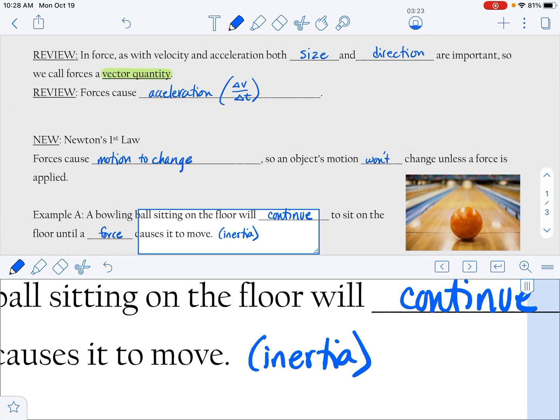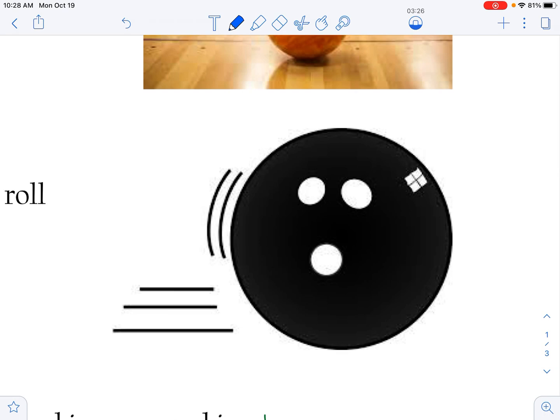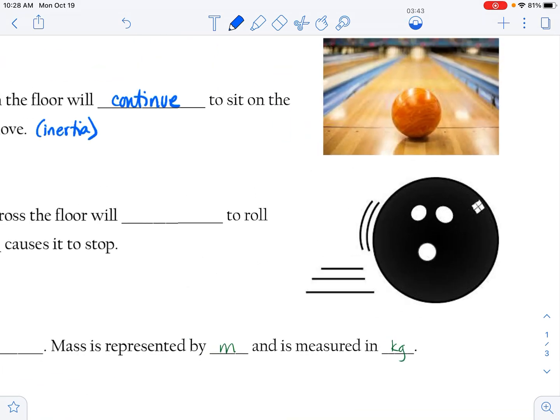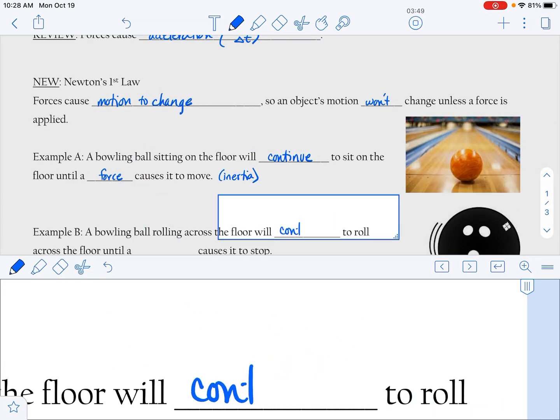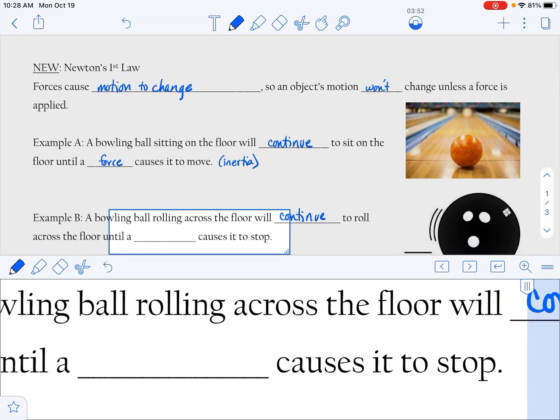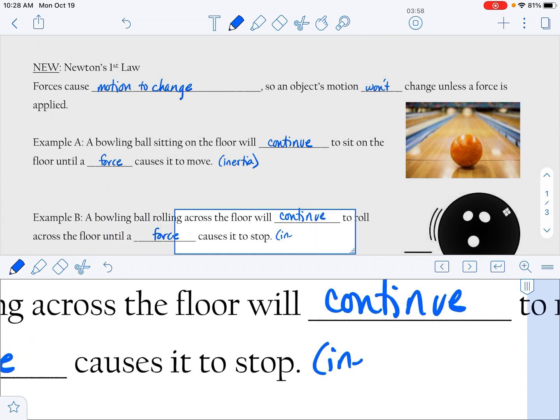Second type of inertia, and here is our second example. Now this bowling ball is supposed to be moving. So this bowling ball is going to roll. It's going to continue to roll until it runs into something, right? A pin or a wall or your foot or something, okay? And so the fact that it's rolling and will continue to roll is a kind of inertia as well. So this bowling ball rolling across the floor will continue to roll across the floor until a force causes it to stop. This is also inertia. The tendency of a moving object to keep moving until something happens to it.